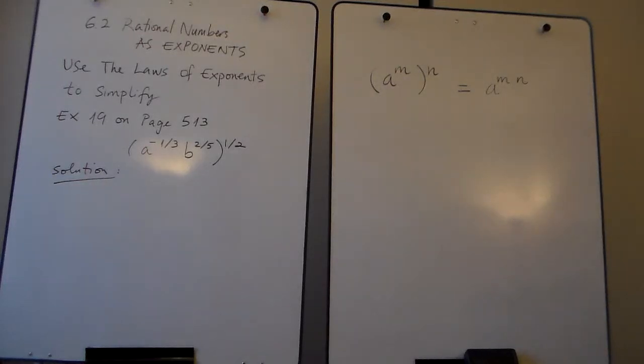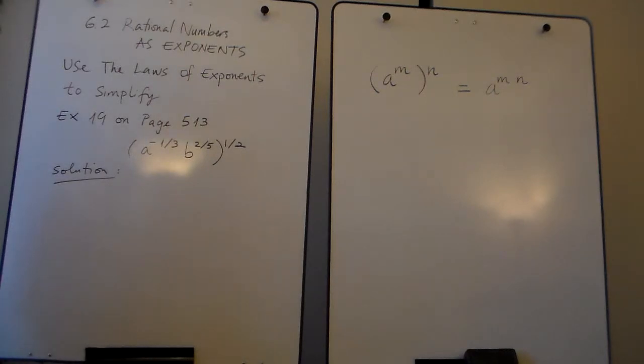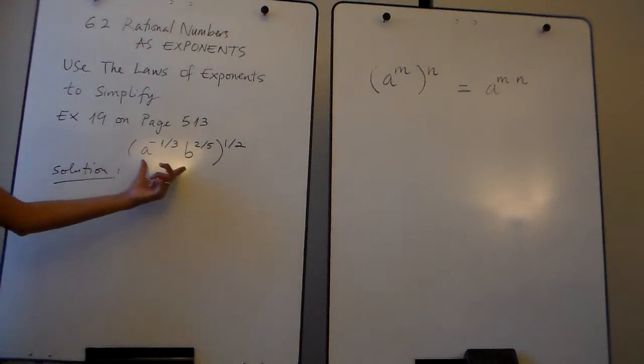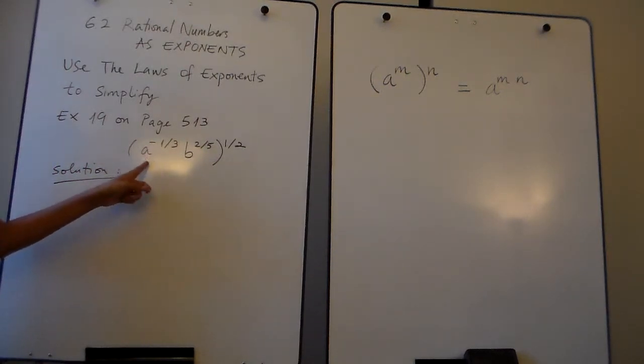Example 19 on page 513. Use the laws of exponents to simplify this expression. Now, you know that you cannot combine these two terms, these two factors, because the base is A, and this base is B.